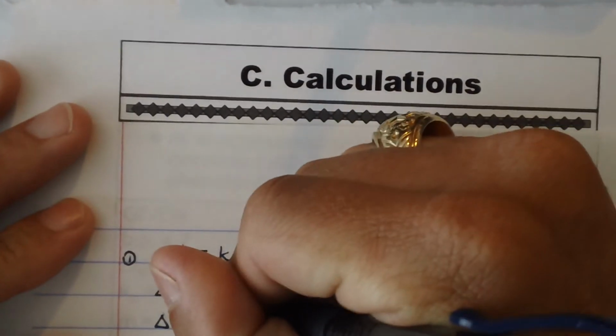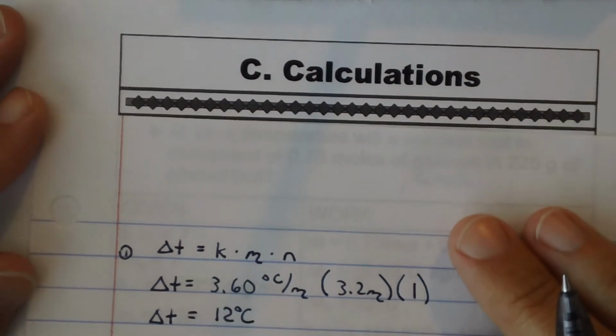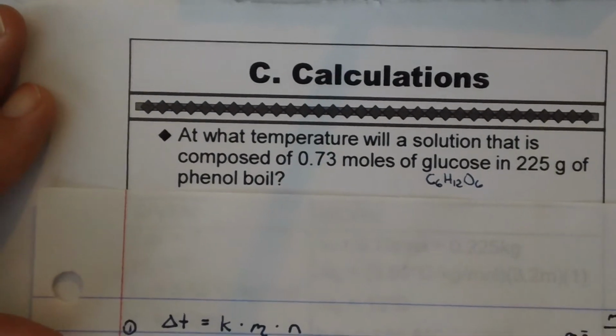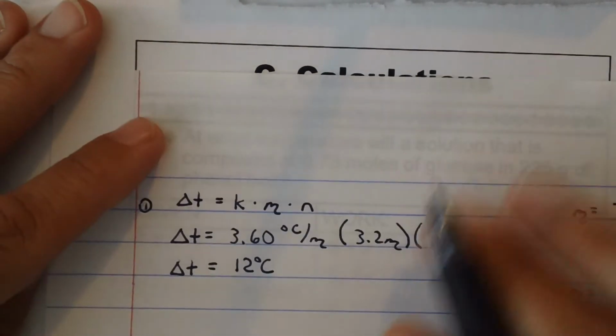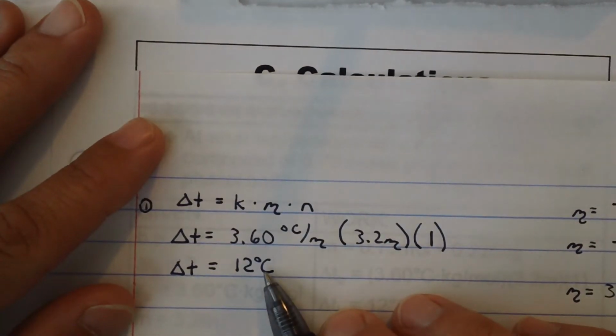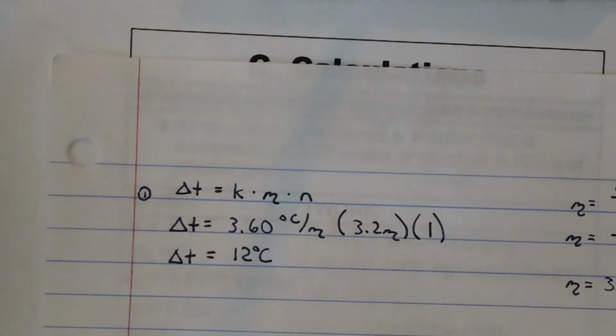And our change in temperature here is 12 degrees Celsius. When I look up at the question in the problem here, it says what temperature will phenol boil. That 12 degrees is not the boiling point of phenol. That is the change in the boiling point of phenol. So how in the world do we know what temperature phenol boils at?